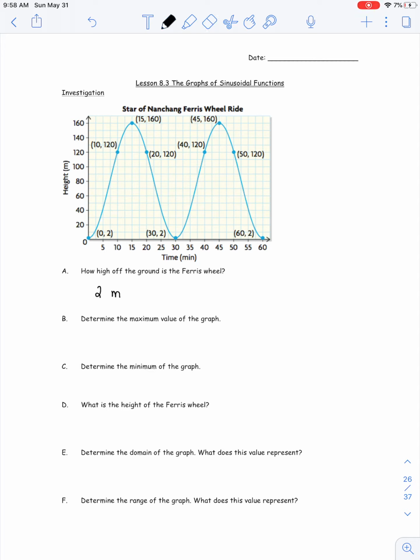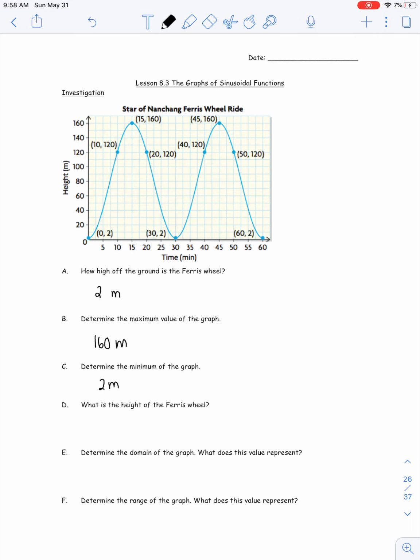Determine the maximum value of the graph. This is the maximum height that will be reached. Again, we're looking at the y coordinate of the point which is highest, and that is 160 meters. Determine the minimum of the graph, and that's equal to how high the Ferris wheel is off the ground. So that's also 2 meters, same as A.